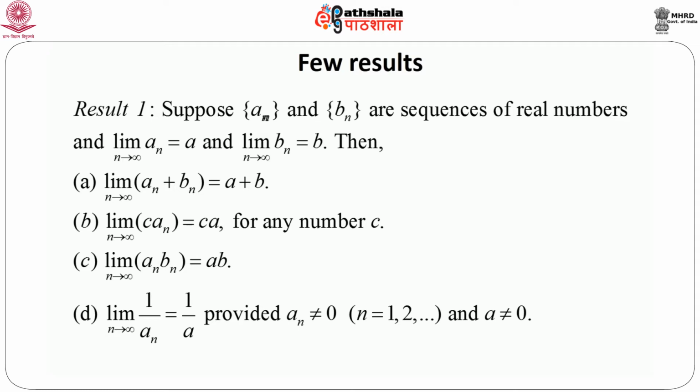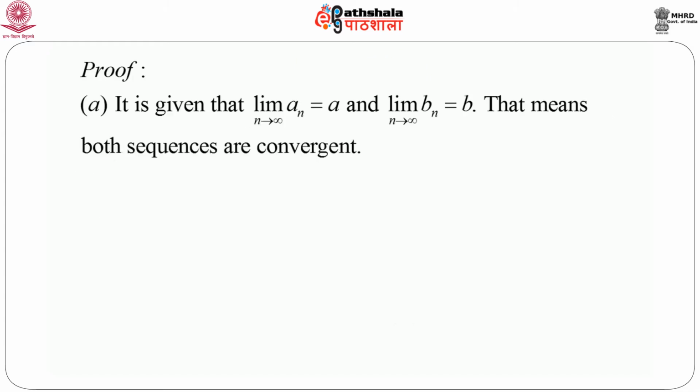So let's first prove the first result. It is given that limit n goes to infinity, an equals a, and limit n goes to infinity, bn equals b. This means that both sequences are convergent: the sequence an converges to a and the sequence bn converges to b. I think this part is very clear and obvious from the given condition.